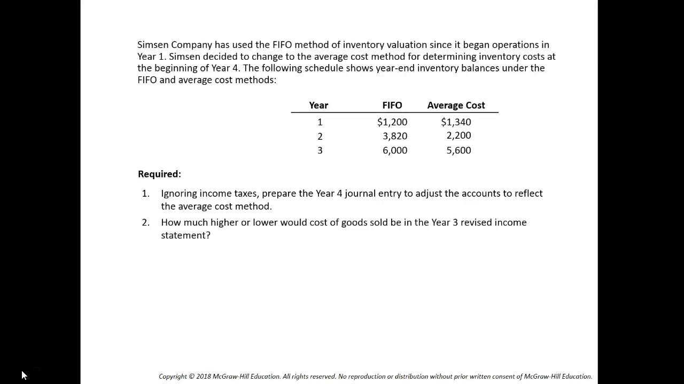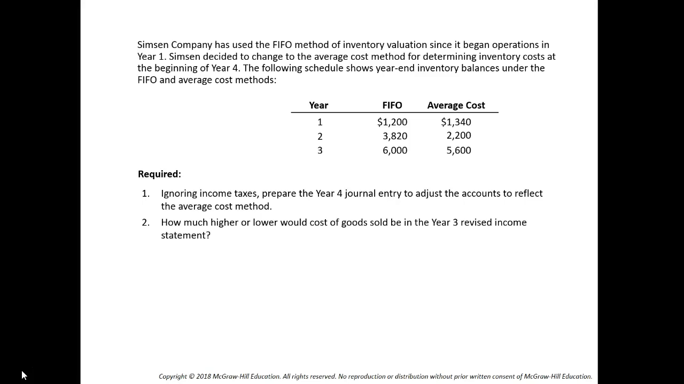Now let's look at exercise 9-24. Simpson Company had used the FIFO method of inventory valuation since it began operations in year 1. Simpson decided to change to the average cost method for determining inventory costs at the beginning of year 2. The following schedule shows year-end inventory balances under the FIFO and average cost methods.